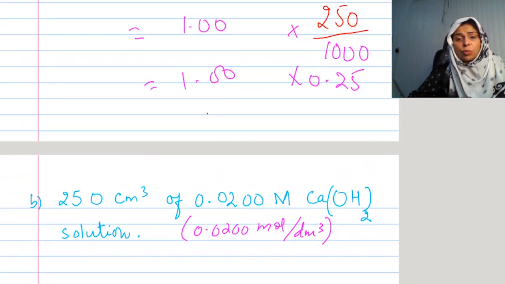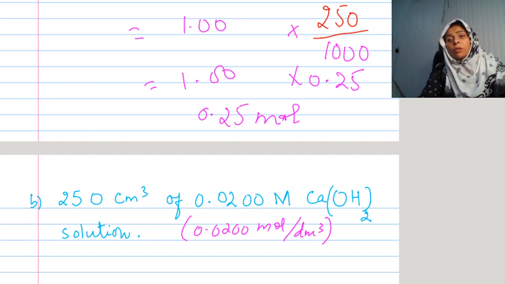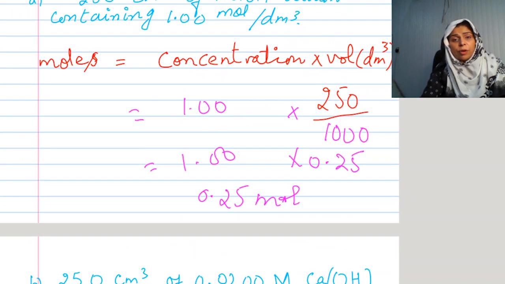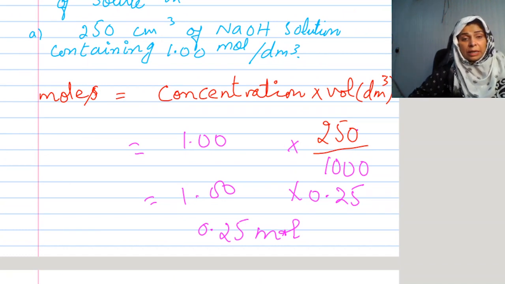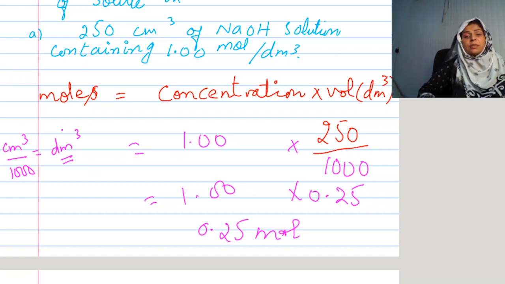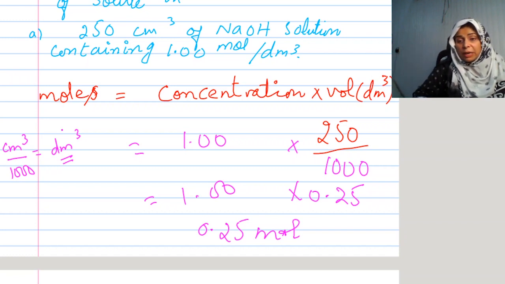Answer is 0.25. So this is the mole. In order to calculate the moles, the formula we have used is moles is equal to concentration into volume, and if the value is in centimeter cube, then we will divide it by 1000 to convert it into decimeter cube. So remember, don't forget, to convert centimeter cube into decimeter cube, we have to divide it by 1000. So this is the first part of the question.